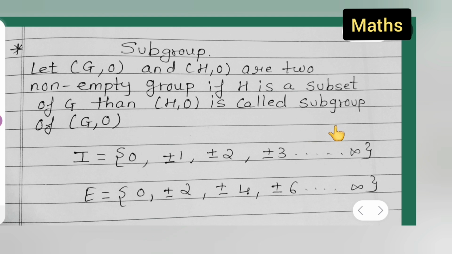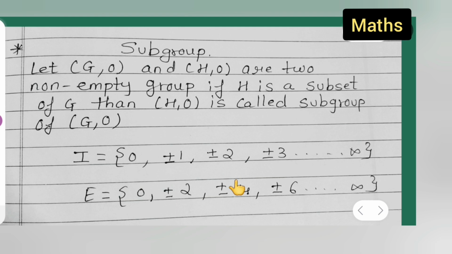Let us see what is a subgroup. Now subgroup is what: let G comma O and H comma O be two non-empty groups. If H is a subset of G, then H, with the binary operation we have taken over here, is called a subgroup of G comma O. I have taken two sets as an example. This is a set of integers and this is a set of even numbers.